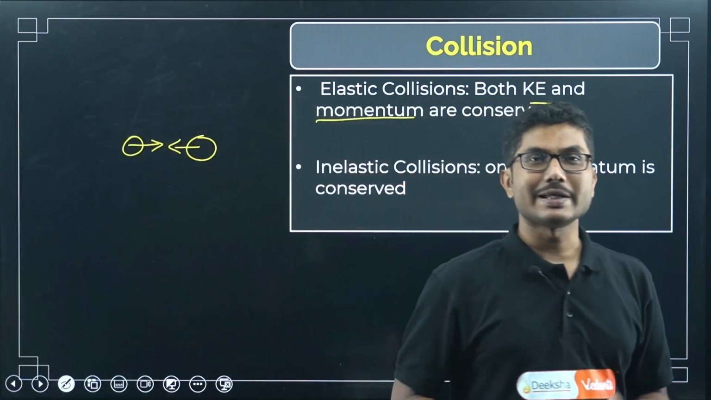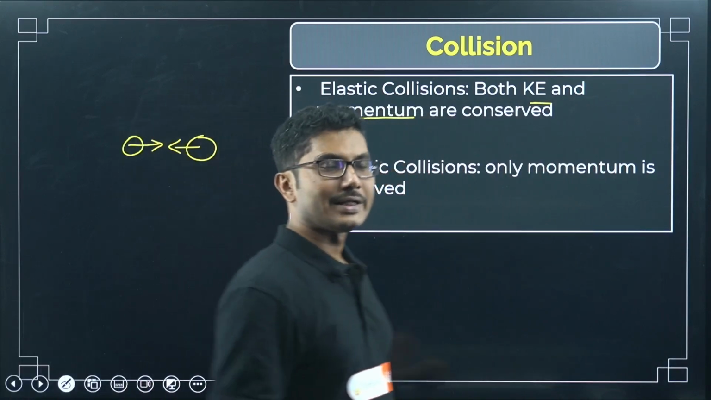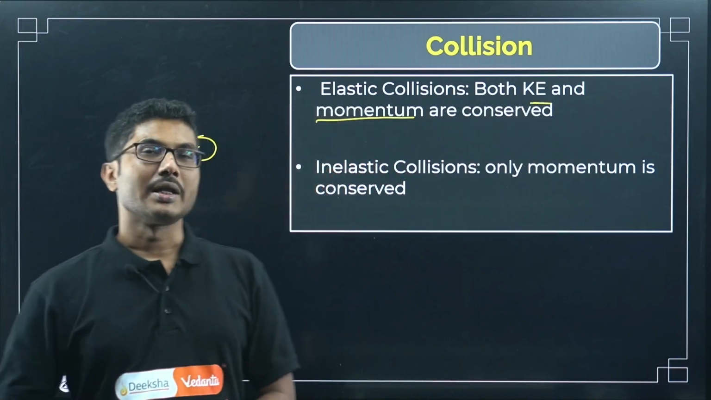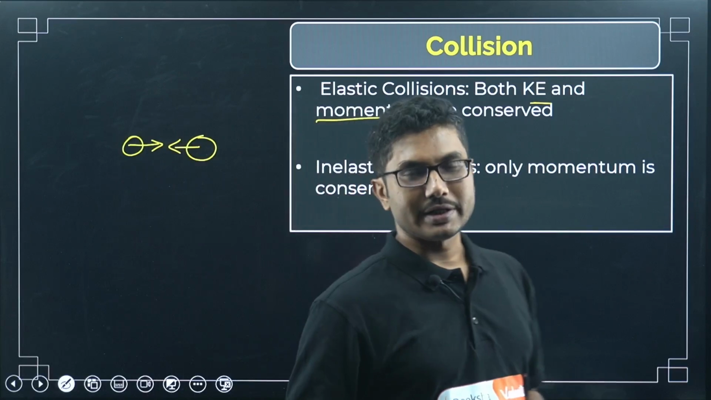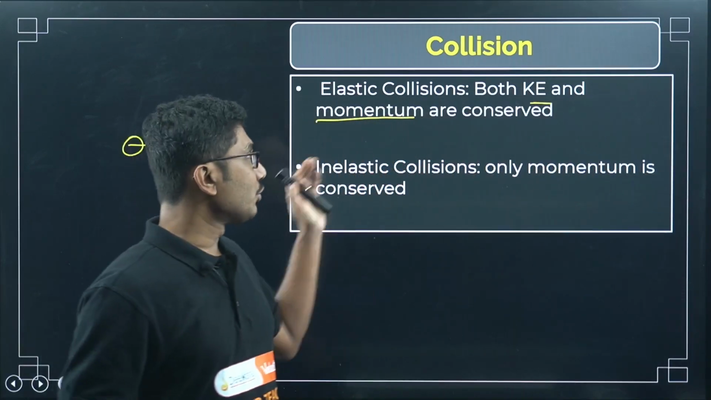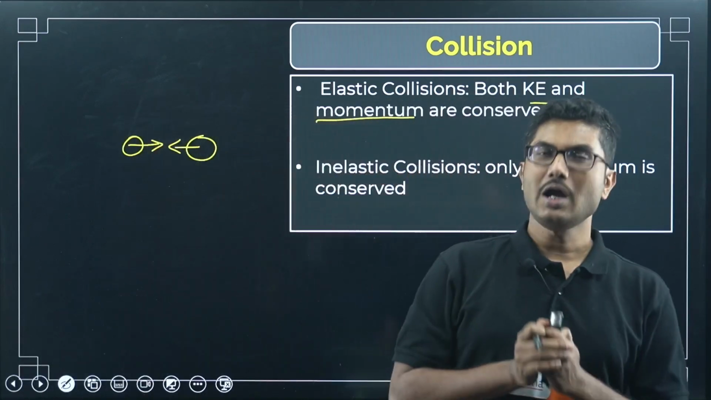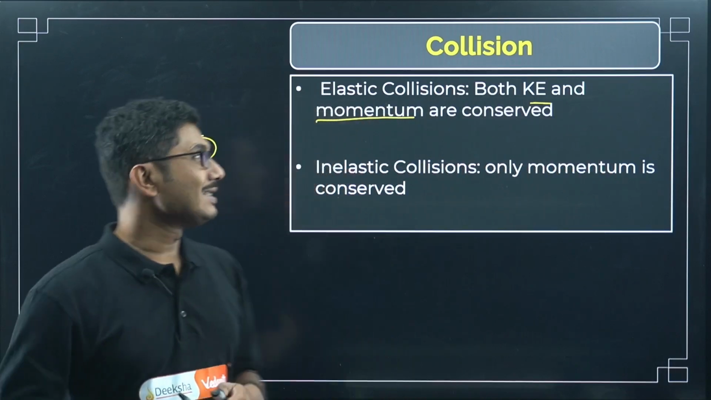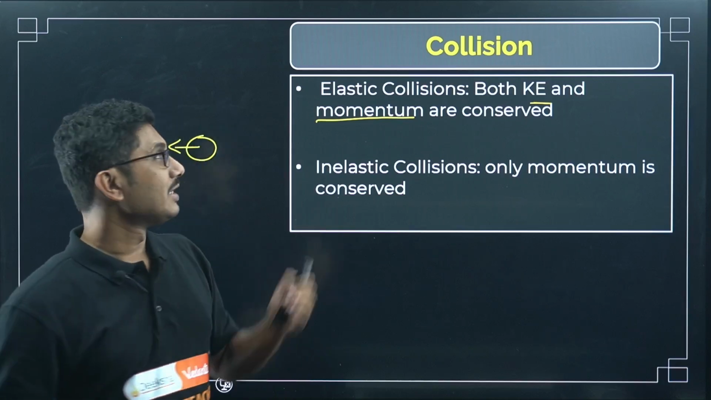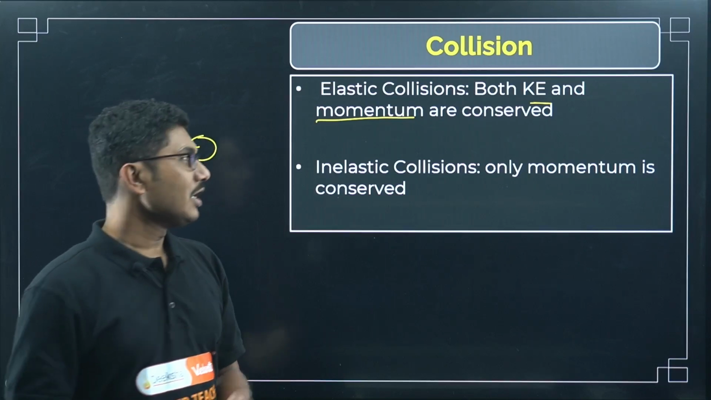They will ask you, in case of inelastic collision, which of the following is conserved? Both kinetic energy and momentum, only kinetic energy, only momentum, none of the quantities. So you have to be careful. In case of inelastic collision, only momentum is conserved. No matter what the type of collision, momentum will always be conserved. The only thing that is not conserved is kinetic energy, depending on the type of collision. If it is an elastic collision, kinetic energy will also be conserved. If it is an inelastic collision, kinetic energy will not be conserved.